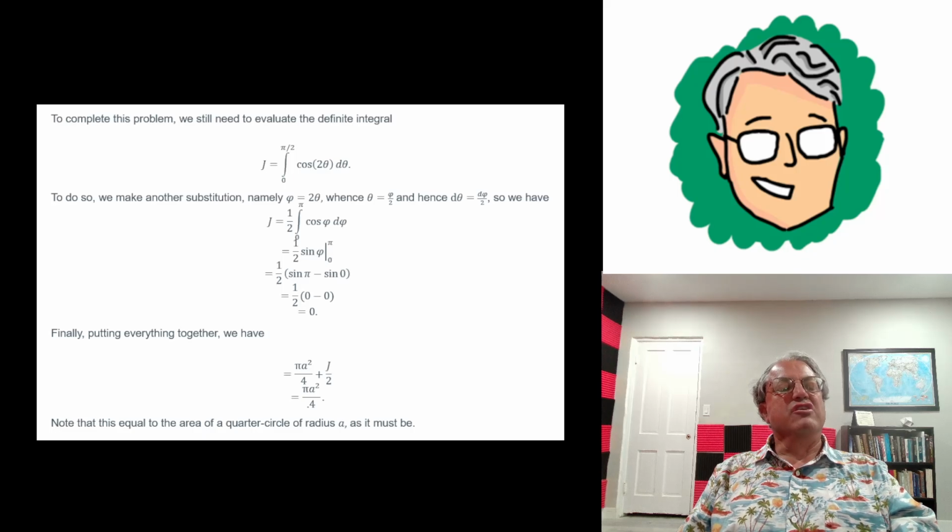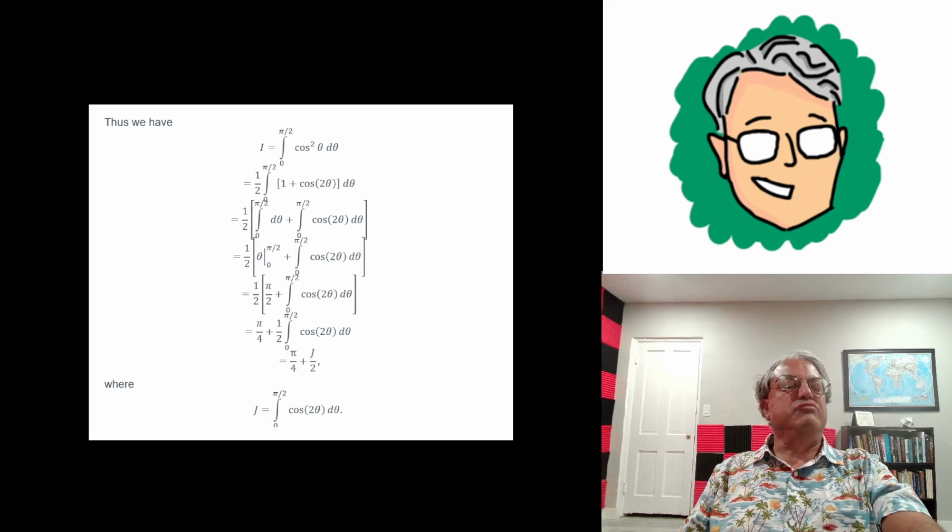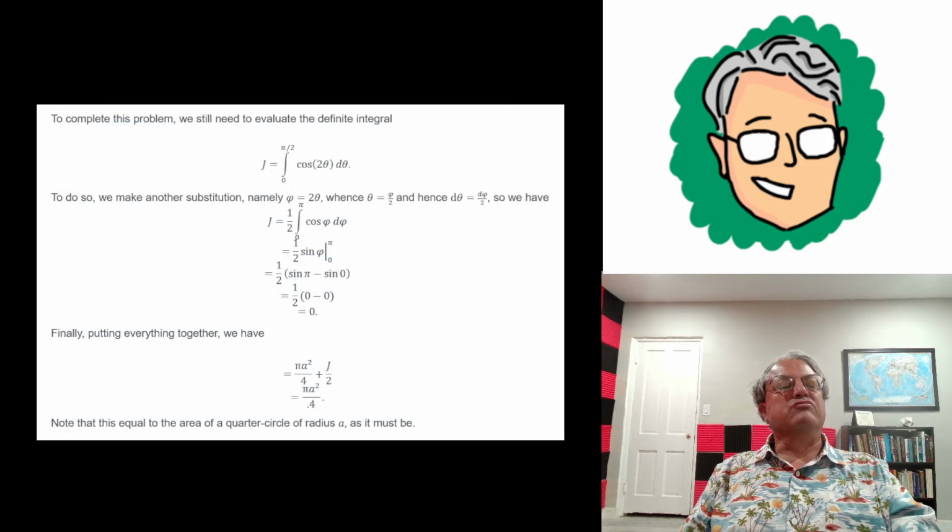j is 0. And like I said, I made a mistake on this third slide. Everything on the left should be multiplied by a squared. So the answer you're going to get is pi a squared over 4 plus j over 2. But we just said j was 0, so the answer is pi a squared over 4. So that's what we expected. It's the area of a quarter circle of radius a.